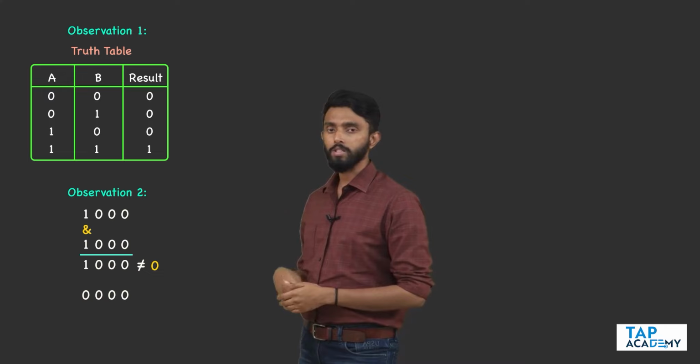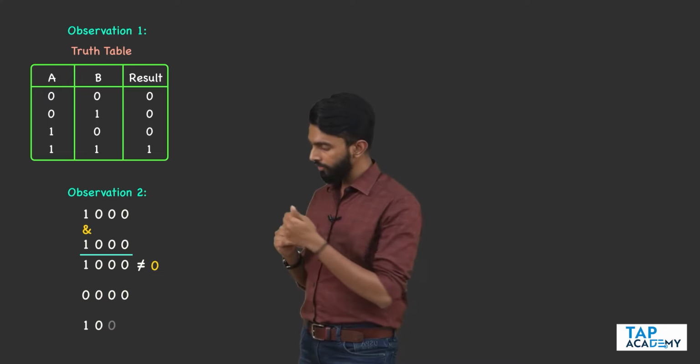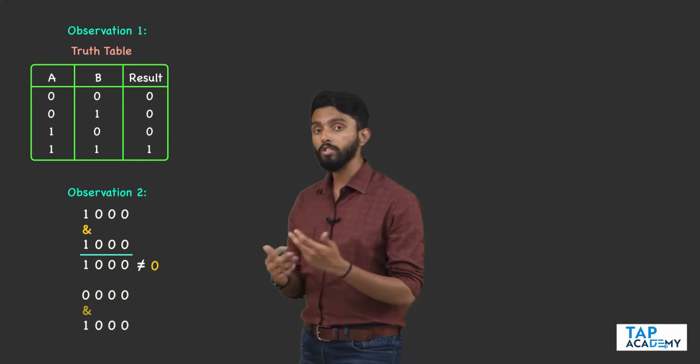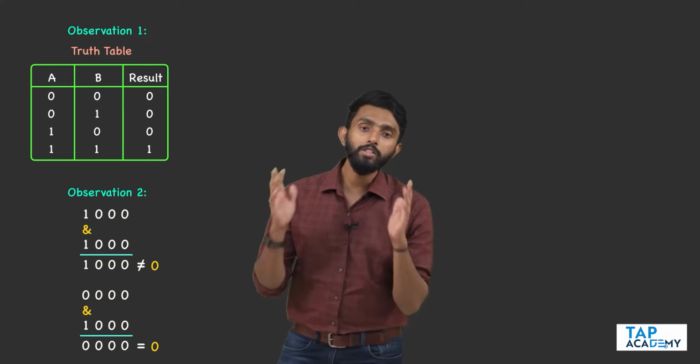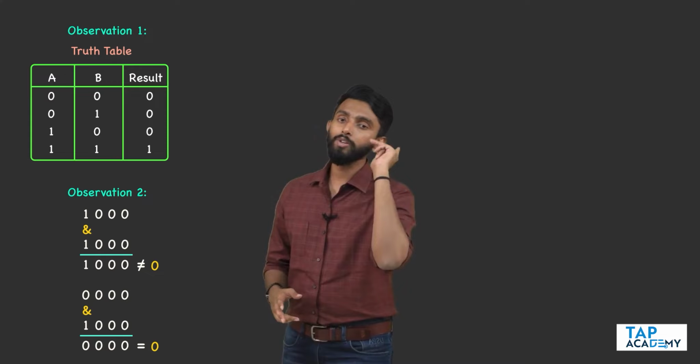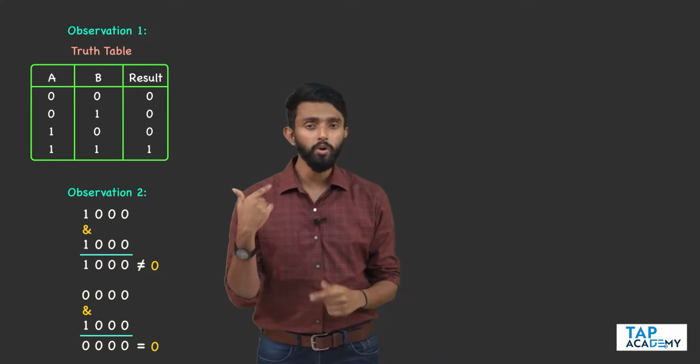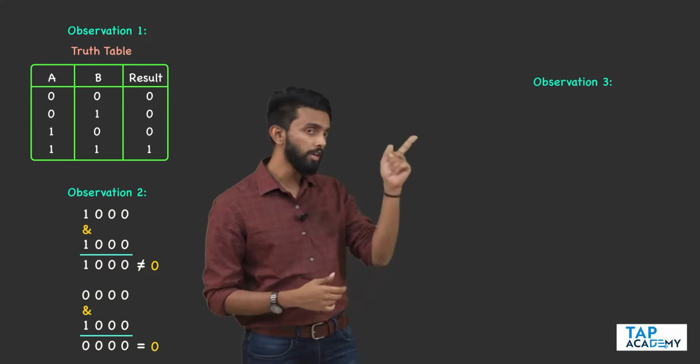Now in my mask, the leftmost bit will be 1, everything else will be 0, and if I apply the AND operation, clearly you can see it is equal to 0. If it is equal to 0, it means that it is not set. If it is not equal to 0, it means it is set, and this you already know. I am just refreshing your memory. Observation number 3. Look at this.